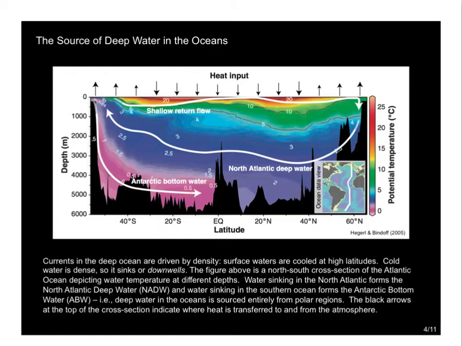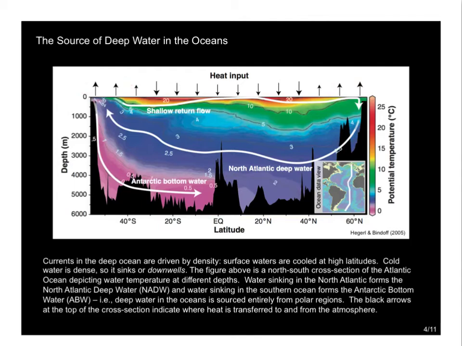The black arrows at the top of the cross-section, through here, indicate where surface waters absorb heat and where they release heat, that heat being sourced from the sun. So this region here is where surface waters are warmed, and they lose that energy here and here.